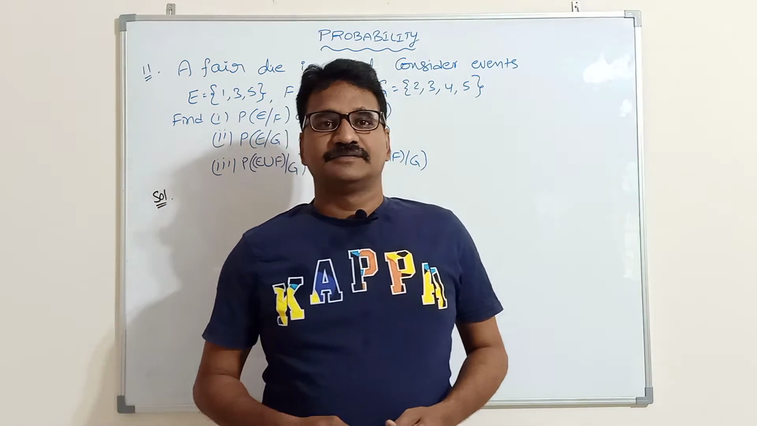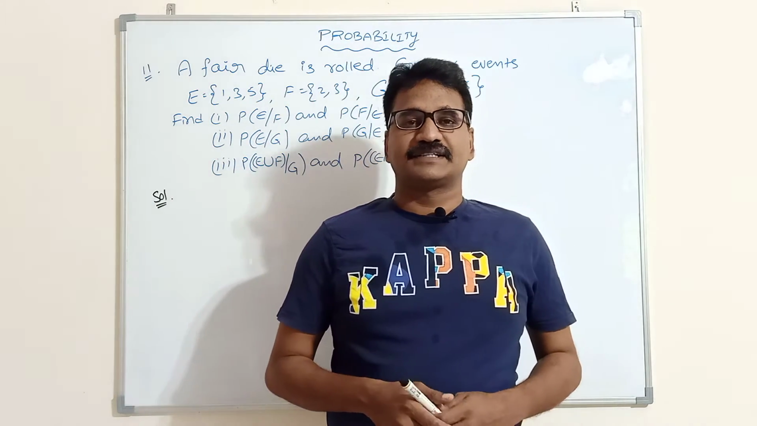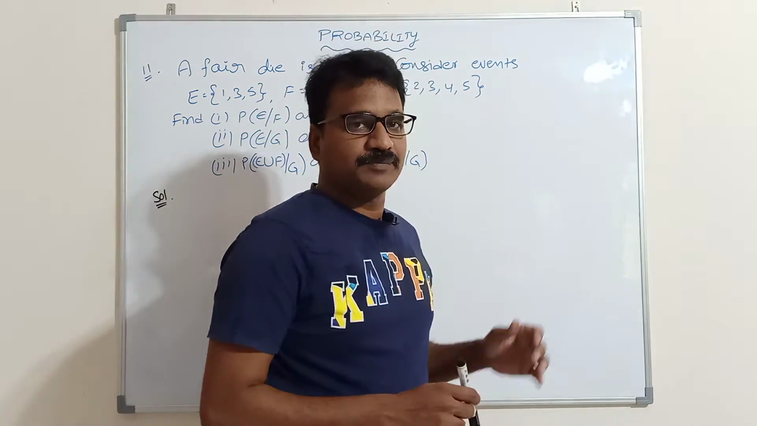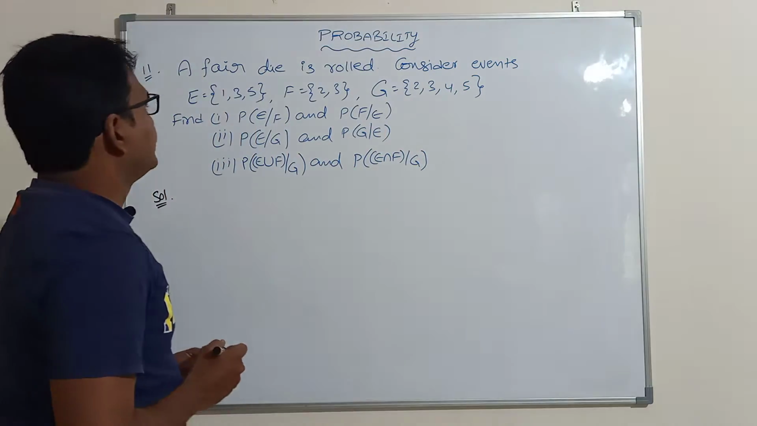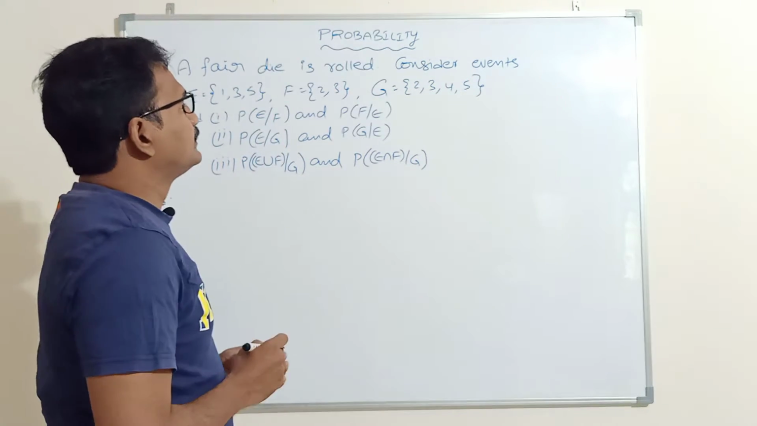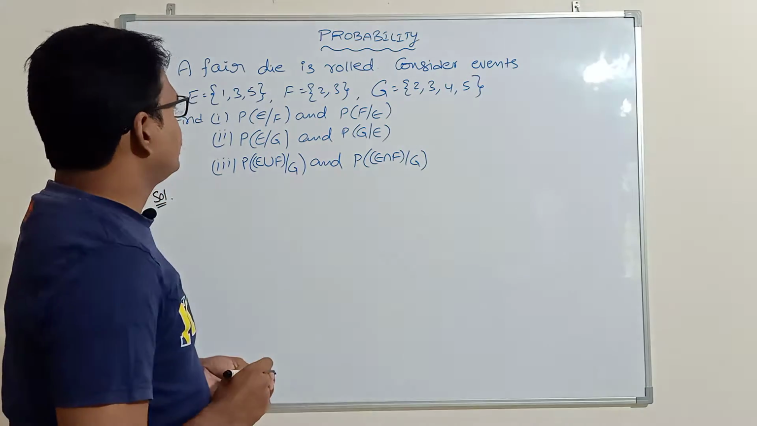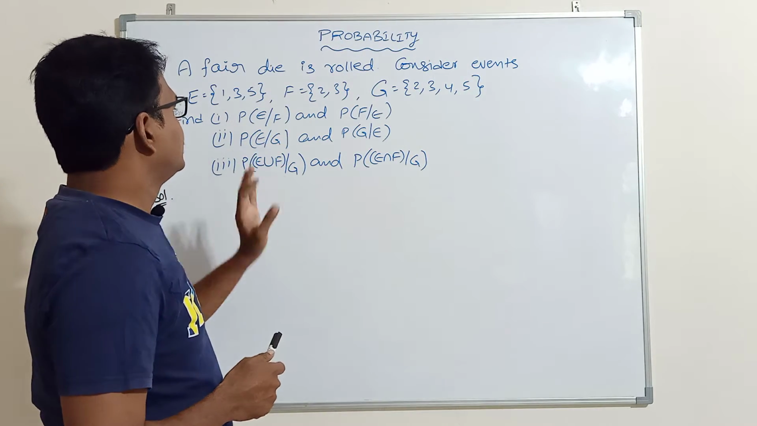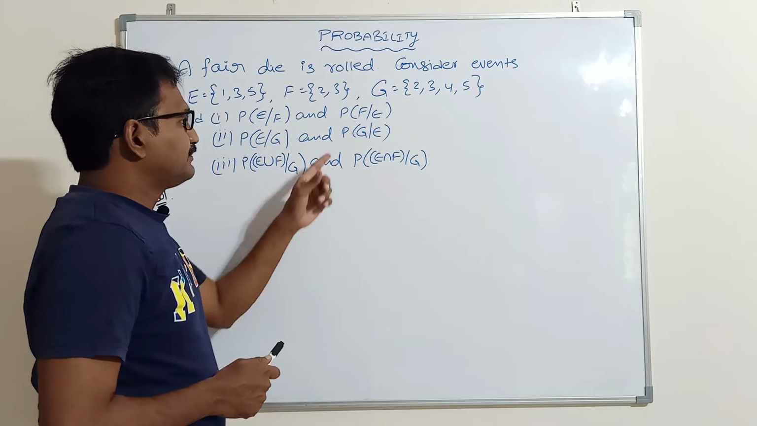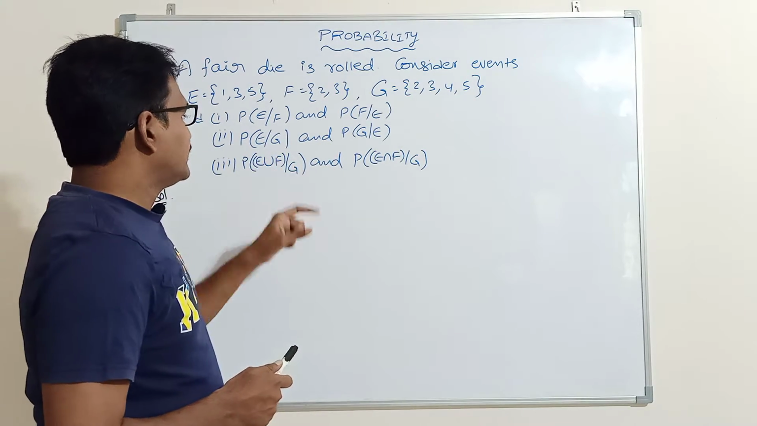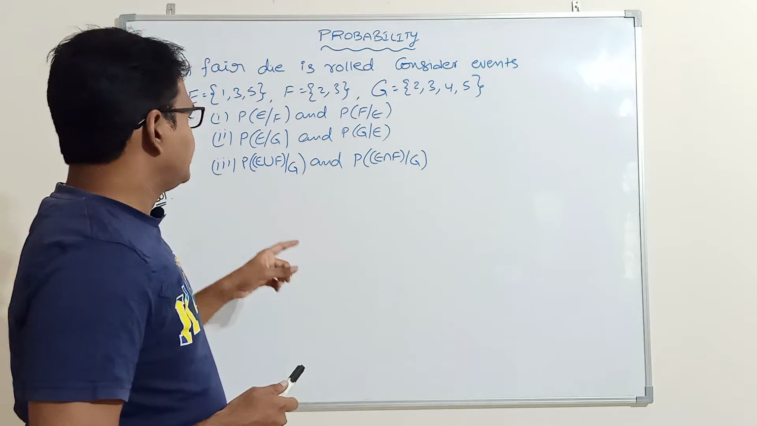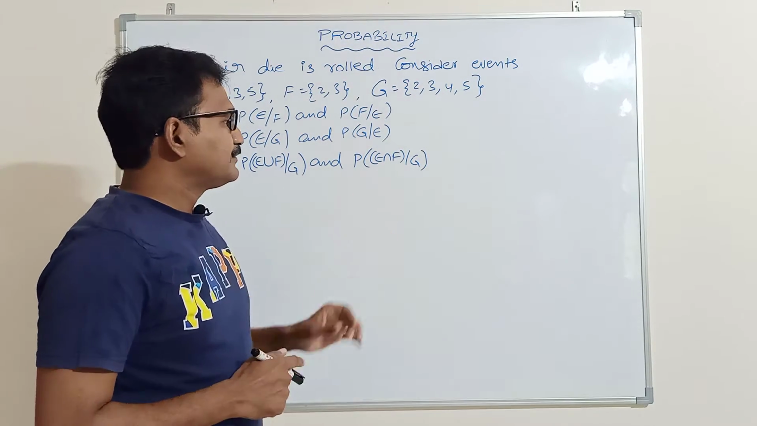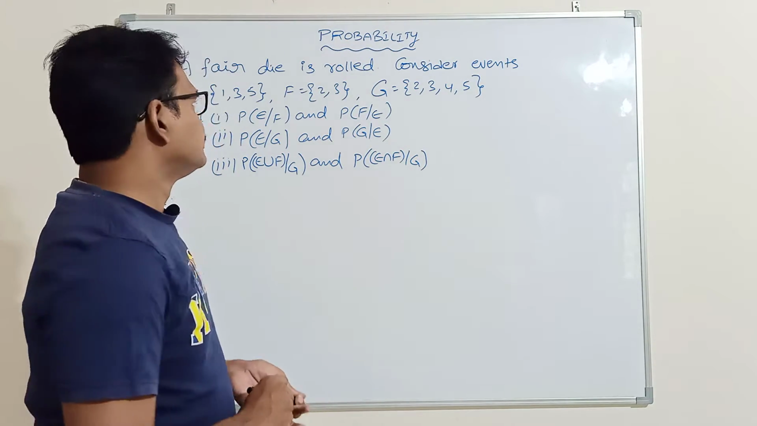Hello everyone. Today we are going to continue exercise 13.1, conditional probability, 11th problem. A fair die is rolled. Consider events E = {1, 3, 5}, F = {2, 3}, G = {3, 4, 5}. Find P(E|F) and P(F|E), P(E|G) and P(G|E). Next, P(E union F | G) and P(E intersection F | G).